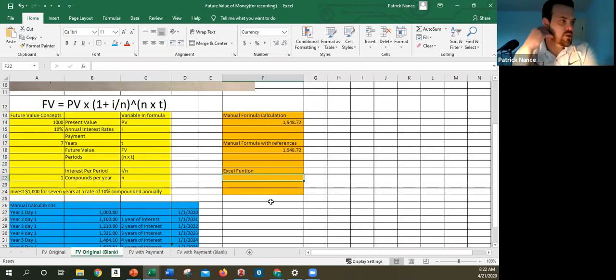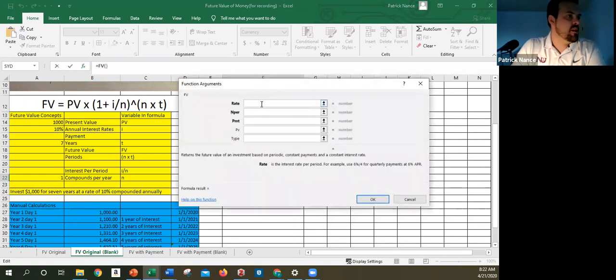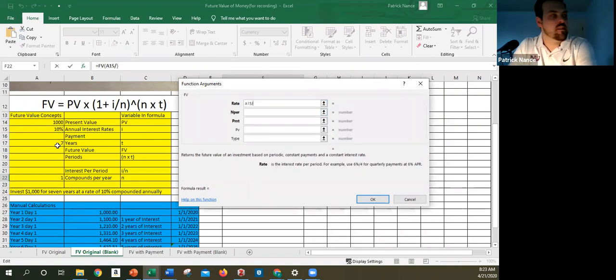Now, there's also an Excel function that will do this, which is probably the simplest overall method if you understand how to use it. And that function is called future value. So I hit future value and I go to my function bar here. First thing it asks me for is the rate, but notice that it says it is the rate per period. For example, use 6 divided by 4 if the payments are quarterly and it's 6% APR. So if it's quarterly compounded, then I'm going to need to use the divided number. Effectively that means I need to take this number divided by the compounds per year.